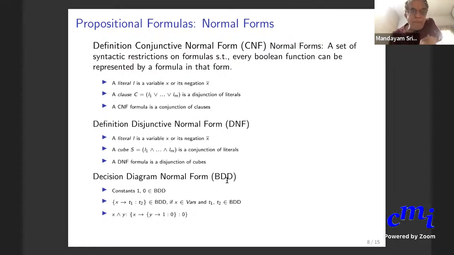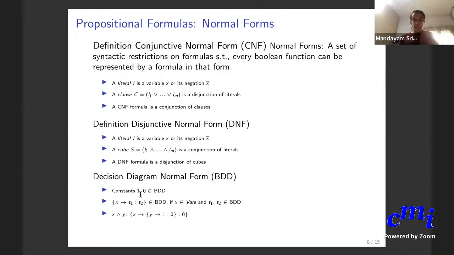A third one that is very popular, that is the basis for another very popular method of deciding Boolean satisfiability, is called the binary decision diagram. It's the basis for tools that check satisfiability based on this normal form. It's usually called binary decision diagrams. And here every formula is represented using these things.